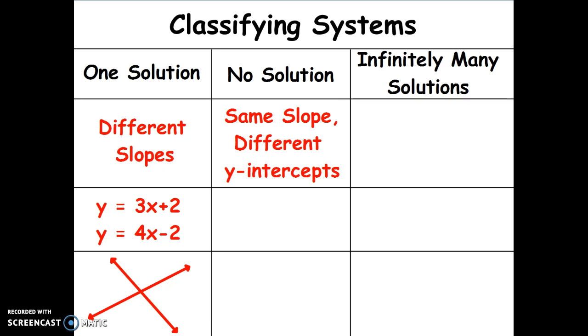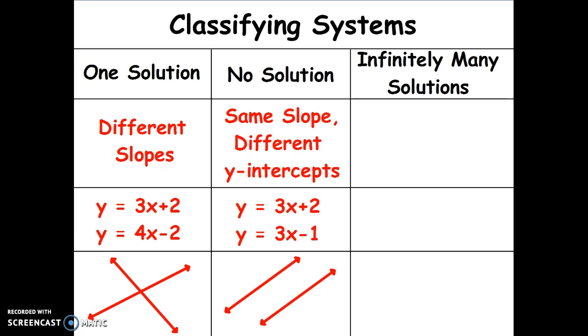No solution, you'll expect to see the same slope but different y-intercepts. What those equations would look like is possibly y equals 3x plus 2 and y equals 3x minus 1. So we can see that we have the same slope, which is 3, but we have different y-intercepts, 2 and negative 1. This tells us that there is no solution.